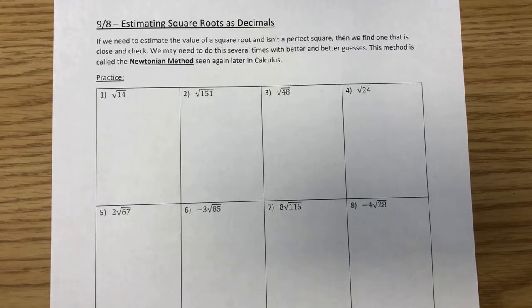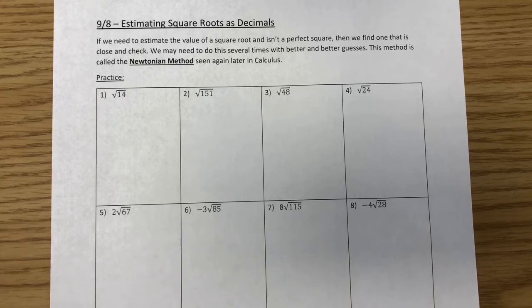So today we're going to be estimating square roots as decimals. One of the things that we're going to be challenged with this year is being able to figure out what a square root of a non-regular number is without using a calculator. And this is based off a method called Newtonian method that you're going to use later on in calculus. But really for us, it's going to be a modified version of trial and error.